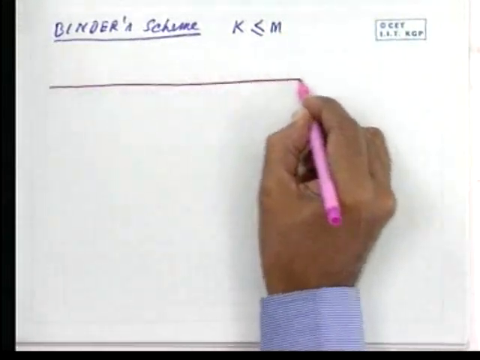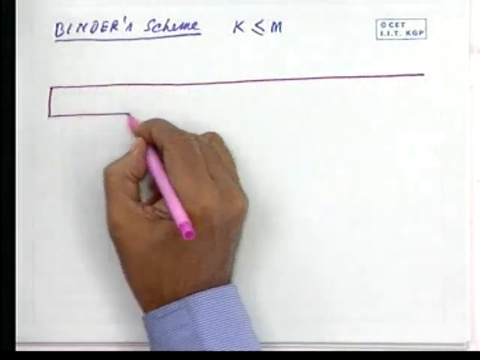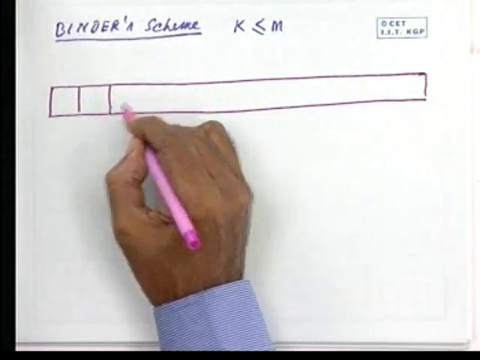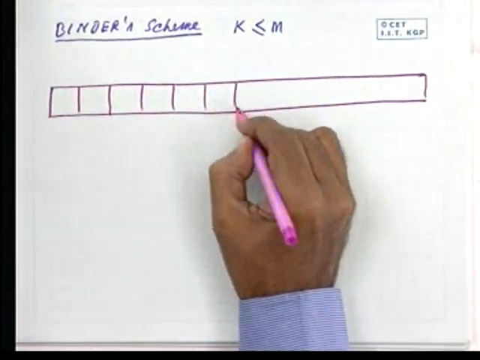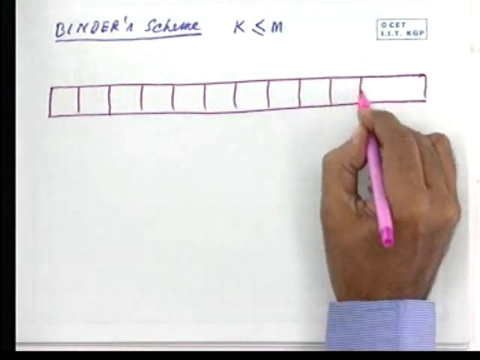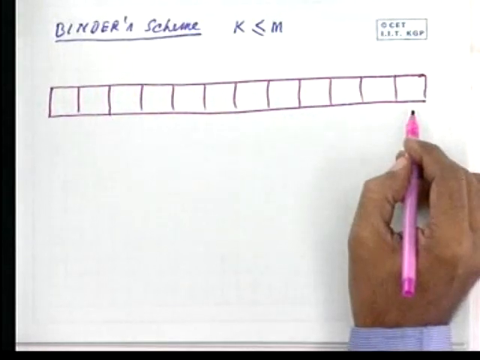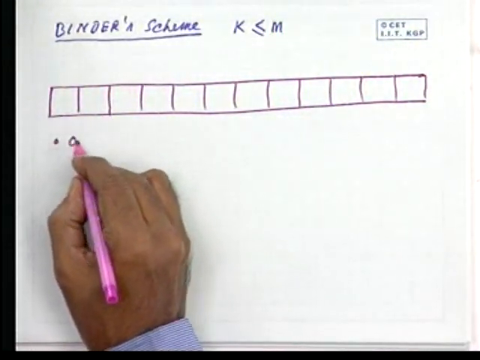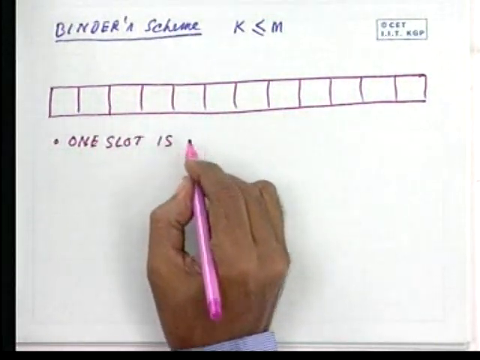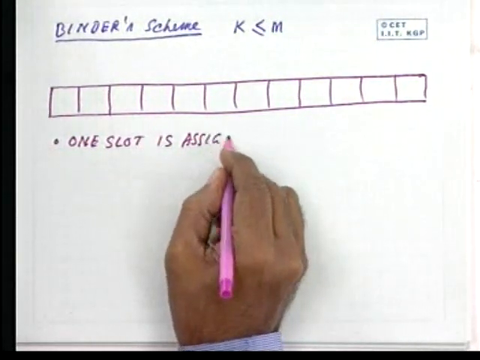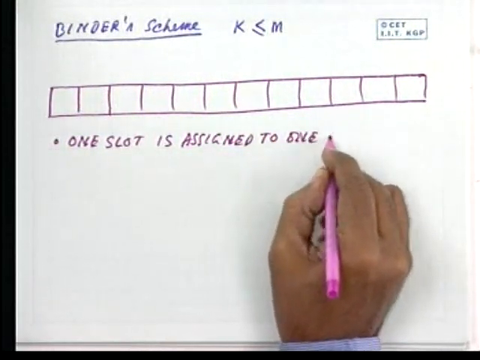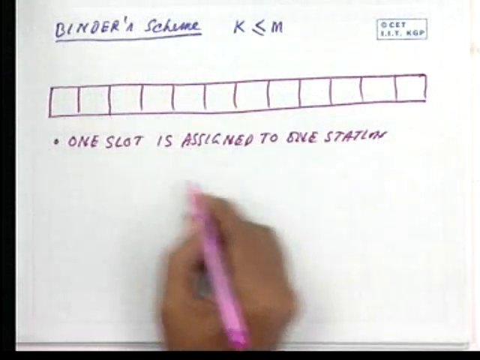This is the frame, and you have got a number of slots in the frame. What is being done? In the Binder scheme, one slot is assigned to one station explicitly.